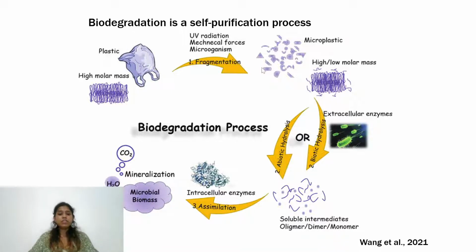This fragmentation could happen because of various reasons. It could be because of UV radiation, mechanical forces, microorganisms. Mechanical forces is just wear and tear and stress. UV radiation also includes rain and high temperature, sunlight, and all the other climatic conditions which could break these higher molecular weight compounds into smaller fragments. But this could also happen because of microbial activity, microbes which can specifically act on these and cut them up into smaller pieces.